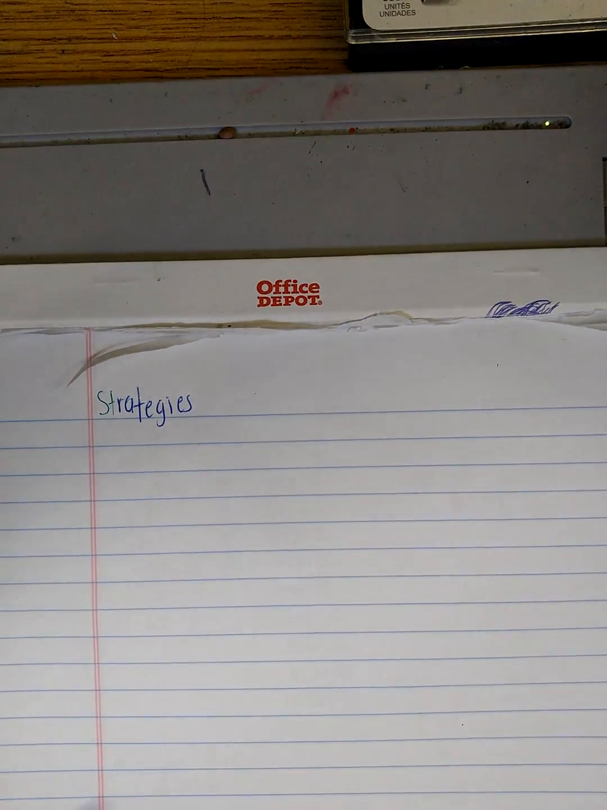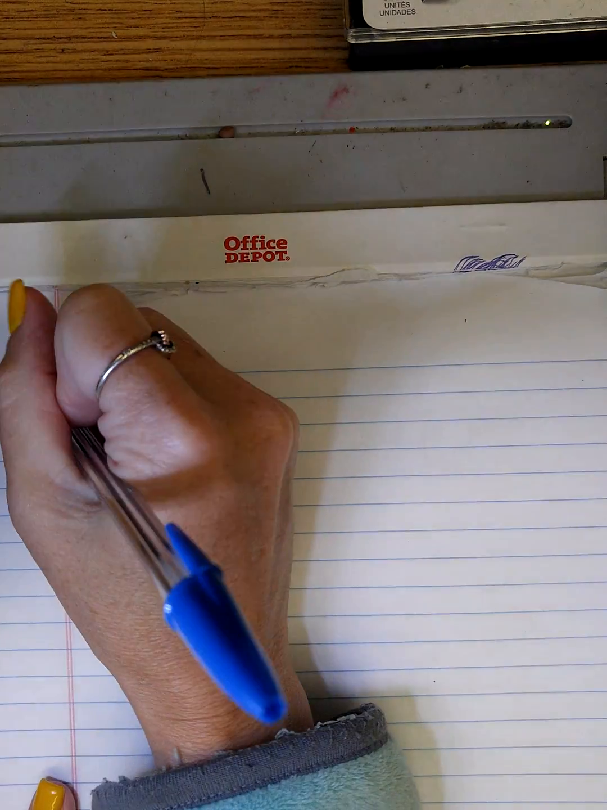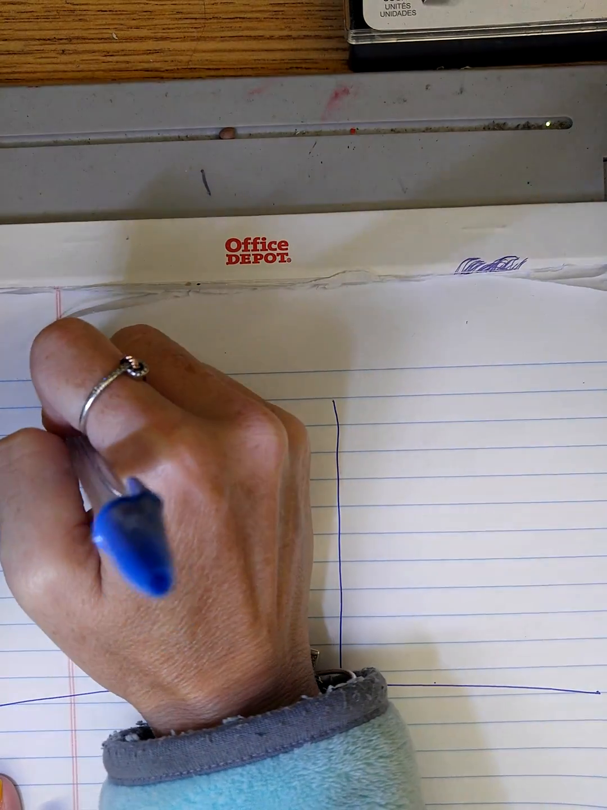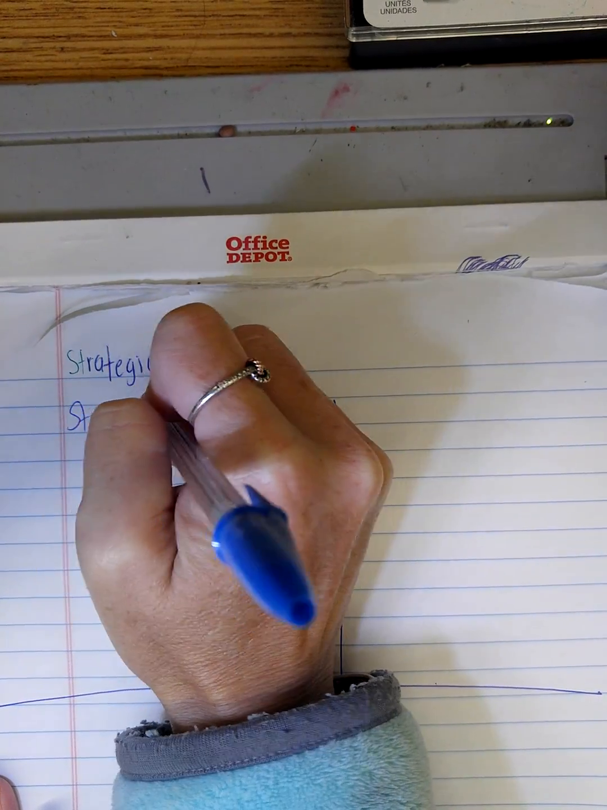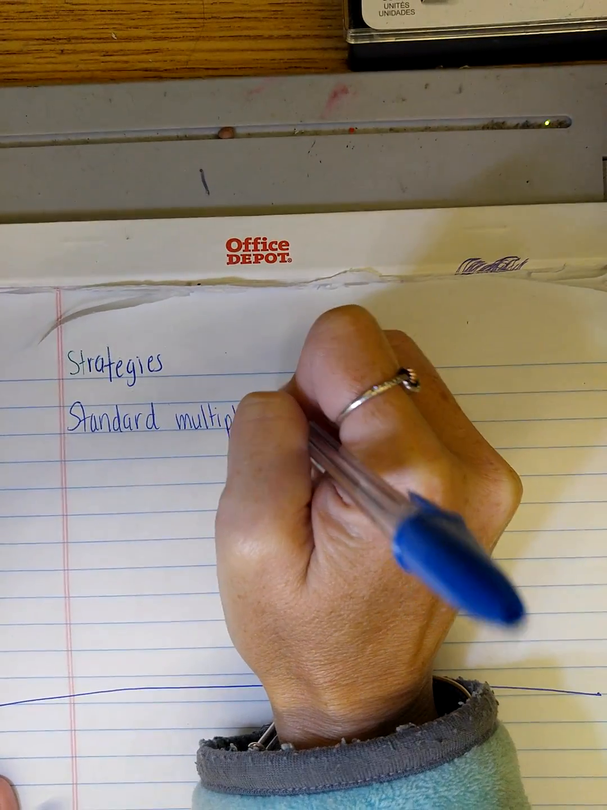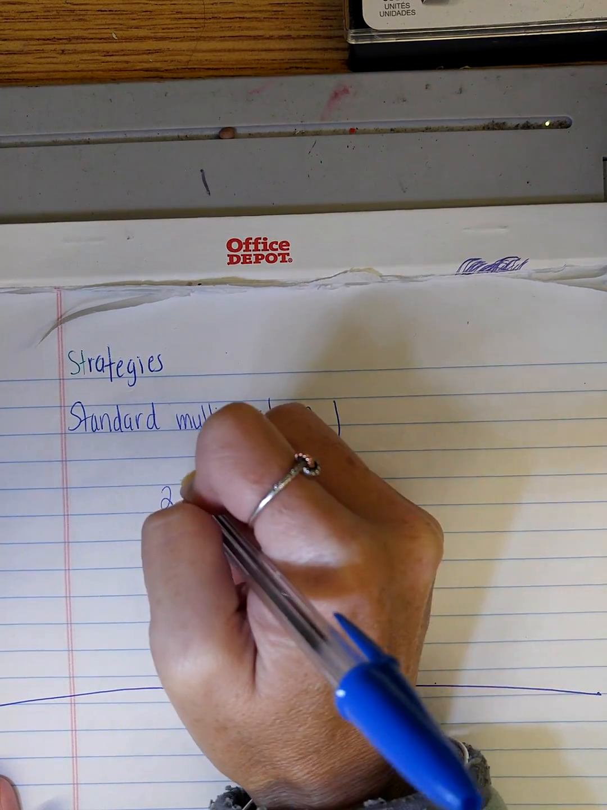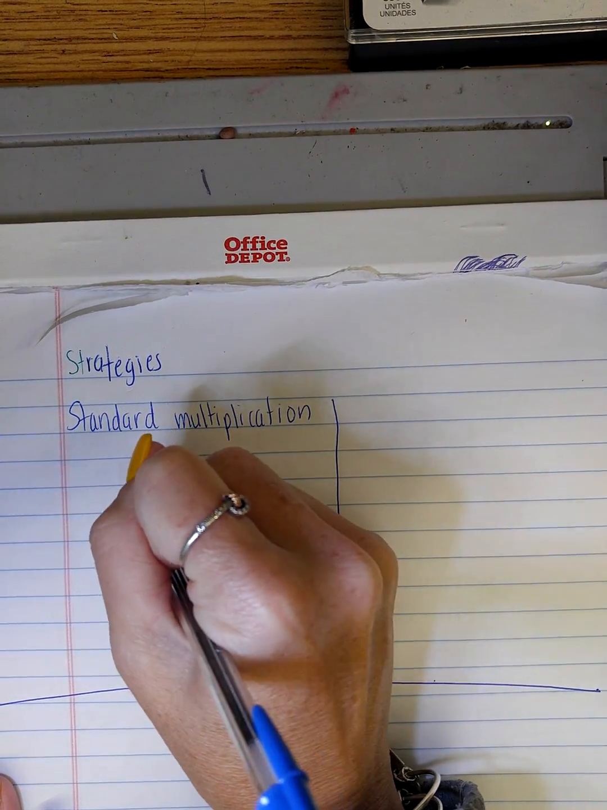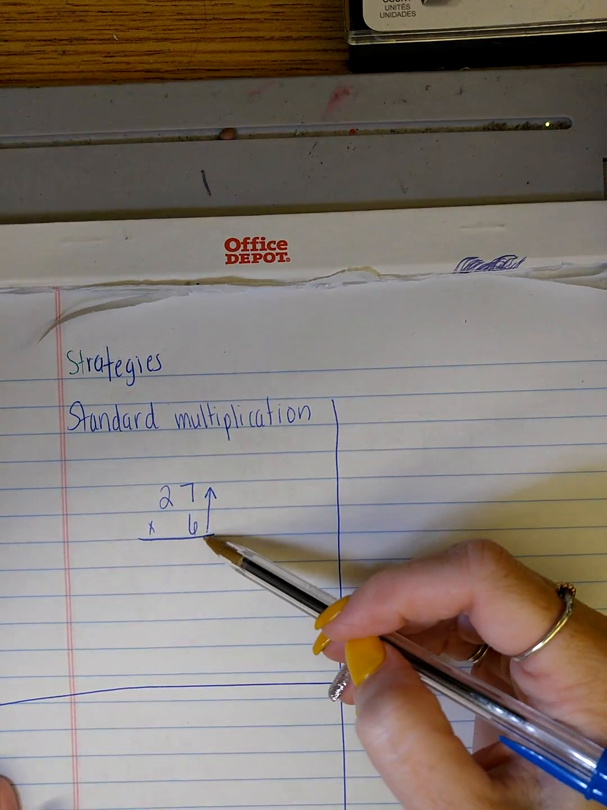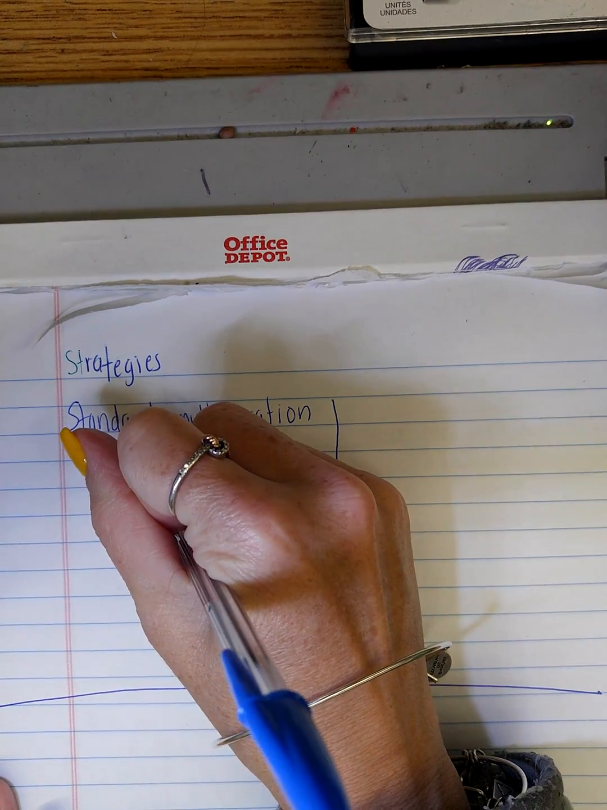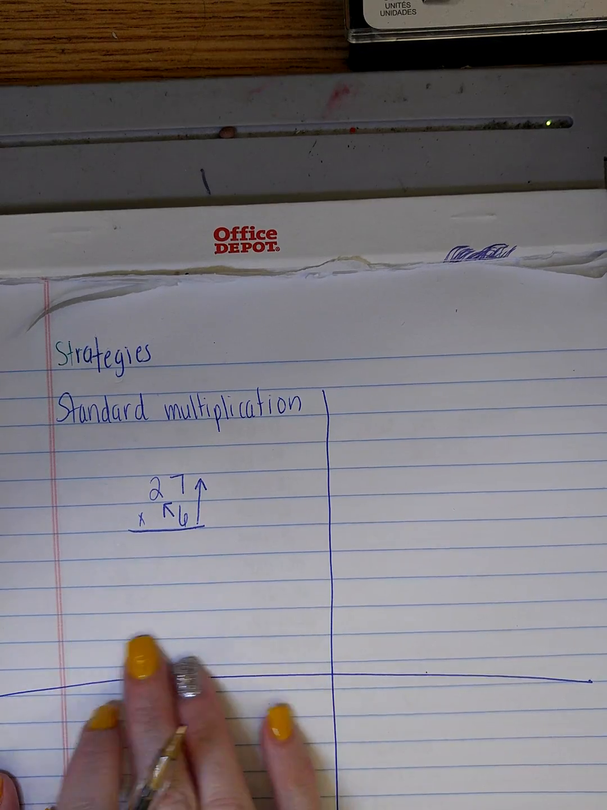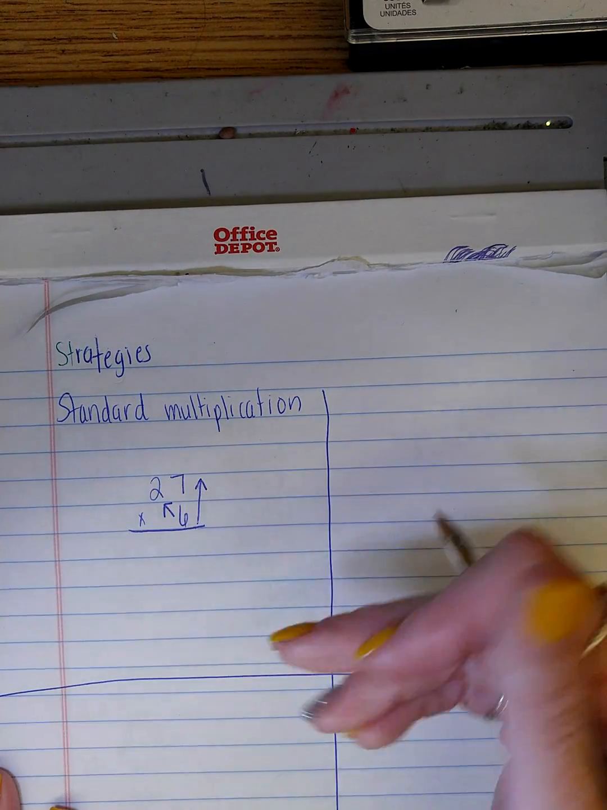Multiplication strategies. There are actually 4 strategies that we learn in 4th grade about multiplication. We have standard multiplication. Standard multiplication is when you multiply numbers and you start working from the right and moving towards the left, multiplying your 1s, and then moving to your 10s and doing any adding and carrying that you need to do. That's standard multiplication, and I'll show you the strategy once I'm done here.